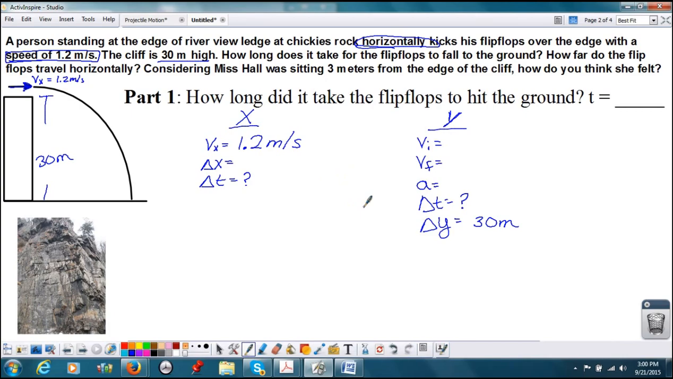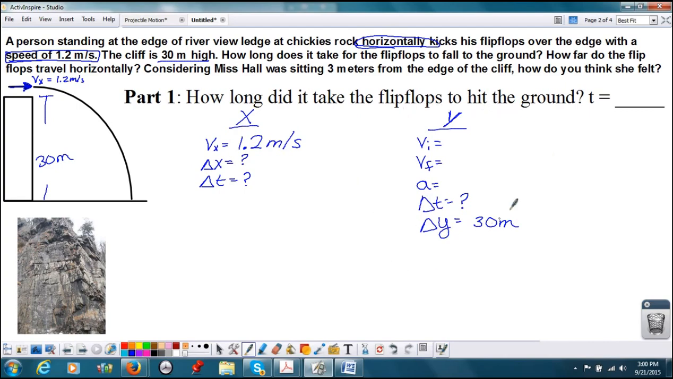How far do the flip-flops travel horizontally? So we want to know this eventually, so we don't know it yet. And considering I was sitting 3 meters from the edge of the cliff, how do we think I felt? All right, so we don't have any of the other information written down. But we do know some things. Go back over to the y direction.